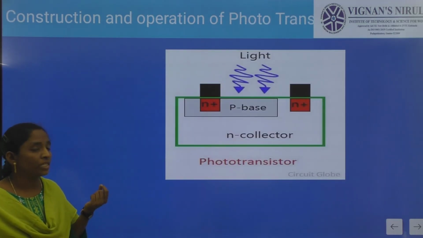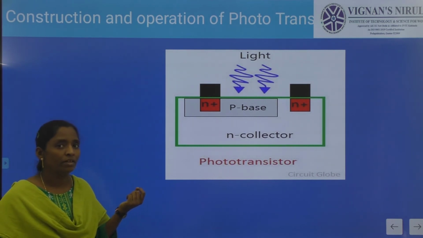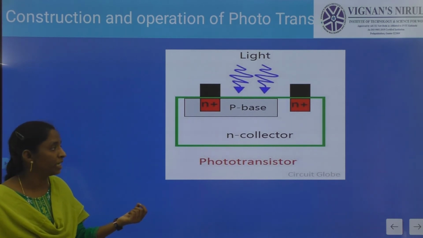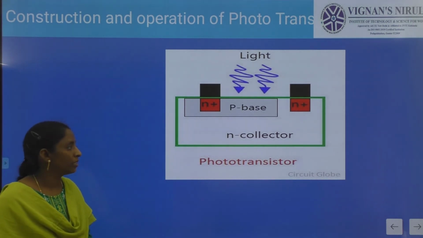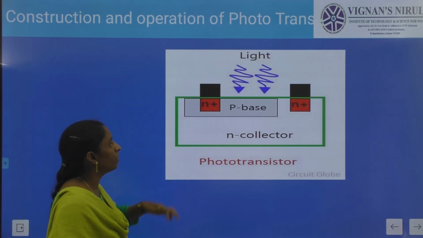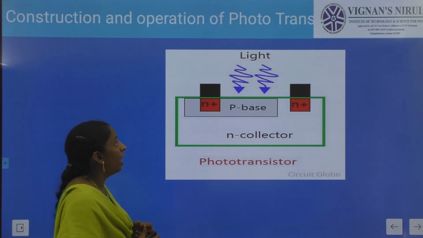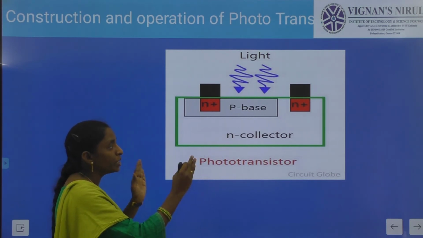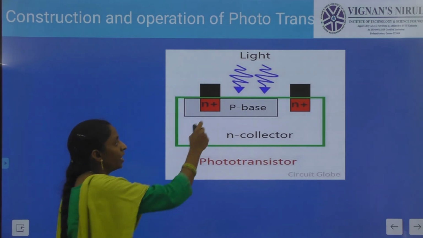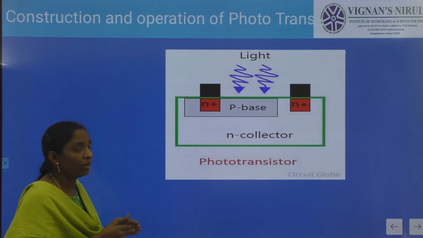Okay? The combination of photodiode and transistor is known as the phototransistor. Okay? This is the construction of a phototransistor. Here we are taking one N-type substrate, and on it we are keeping two heavily doped N+ regions, and there is a gap between these two N+ regions. To let the light fall, we are keeping a lens over the base of the phototransistor.